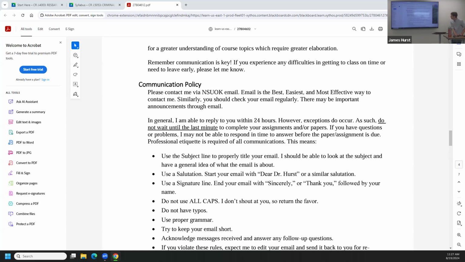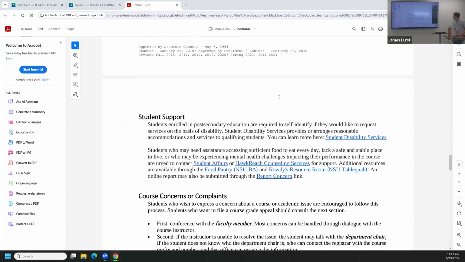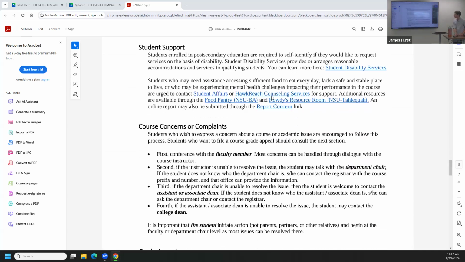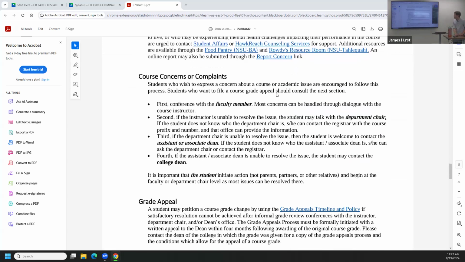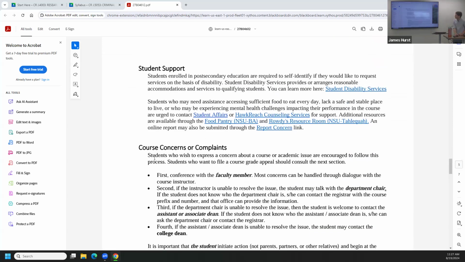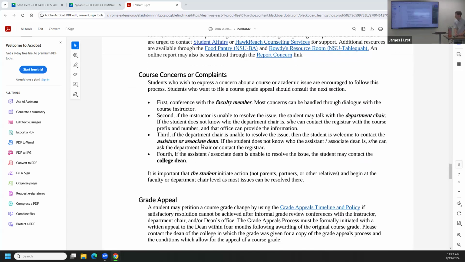From there, where is there? Lost it there. Academic policies, student support, complaints, that kind of thing. Yes. Grade appeal. So right here, student support and complaints and that kind of stuff. I'll just stop right here.